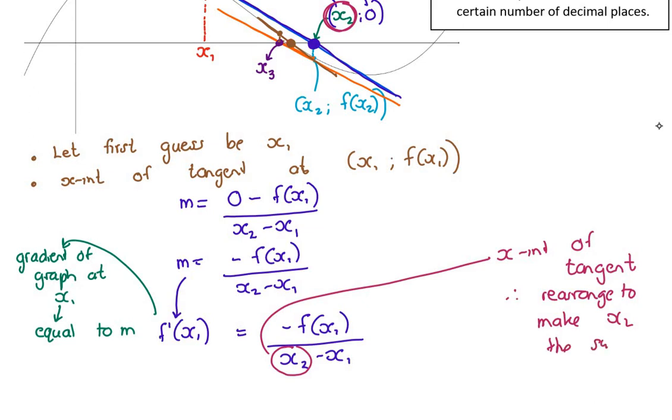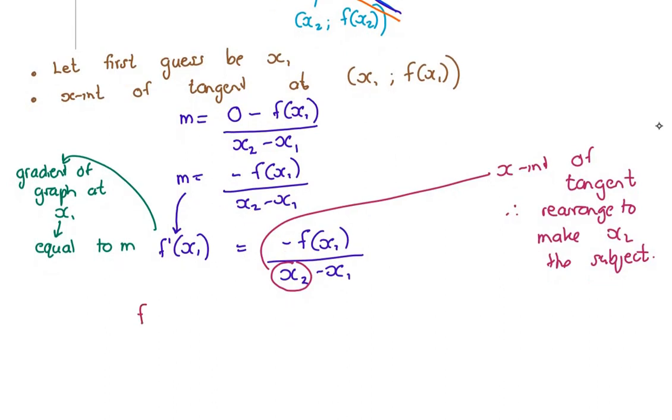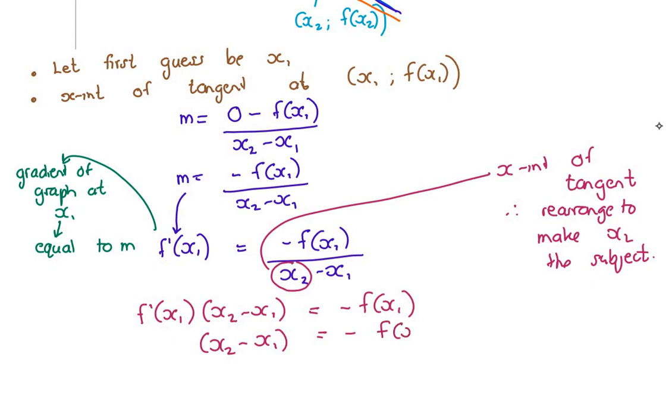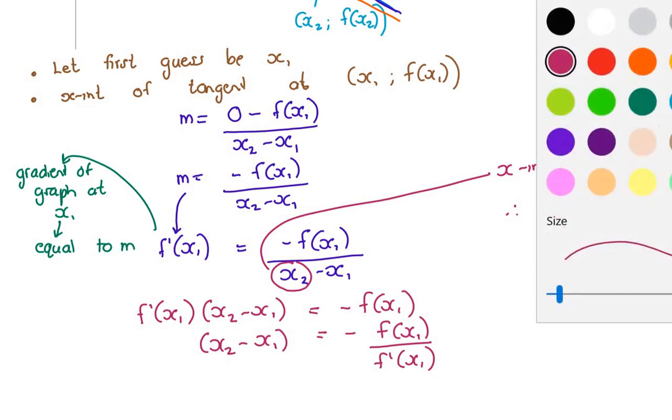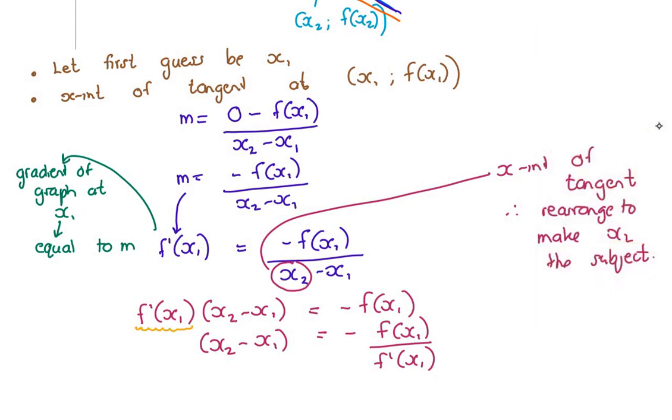Because the idea is that I need to find this x-intercept because that's the next approximation, and then I can repeat this process. Now this isn't particularly difficult to do really, because I'm just going to multiply by that denominator. So I multiply by x2 minus x1. So I get minus f of x1 by itself now. Then personally I would divide by f dash. So then I would get x2 minus x1 by itself if I divided by f dashed of x1.